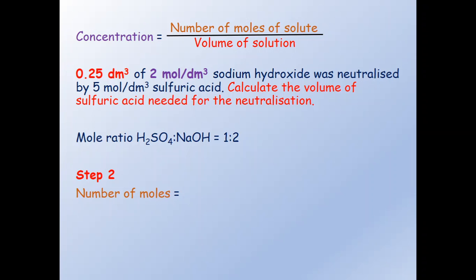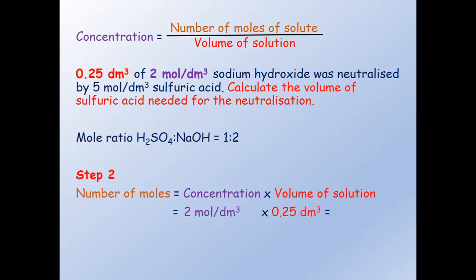To calculate the number of moles, again we have to rearrange the equation at the top. We can do this by multiplying both sides by the volume of solution, and we will get the number of moles equals concentration times volume of solution. Now we just have to plug in the 2 numbers from the question here. So we get 2 mol/dm³ times 0.25 dm³, and this gives us 0.5 mole of sodium hydroxide.